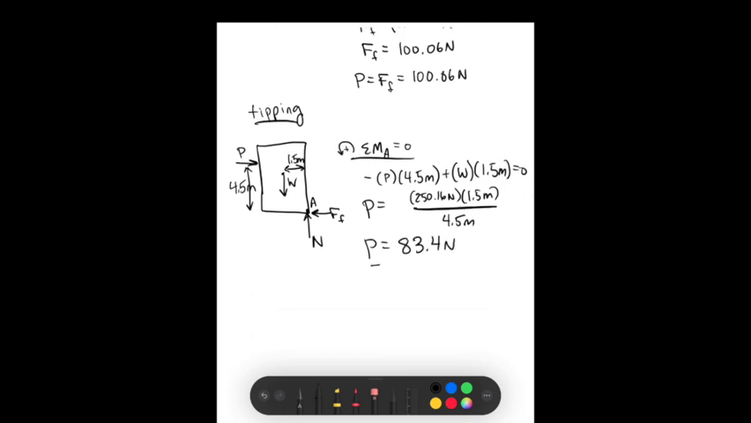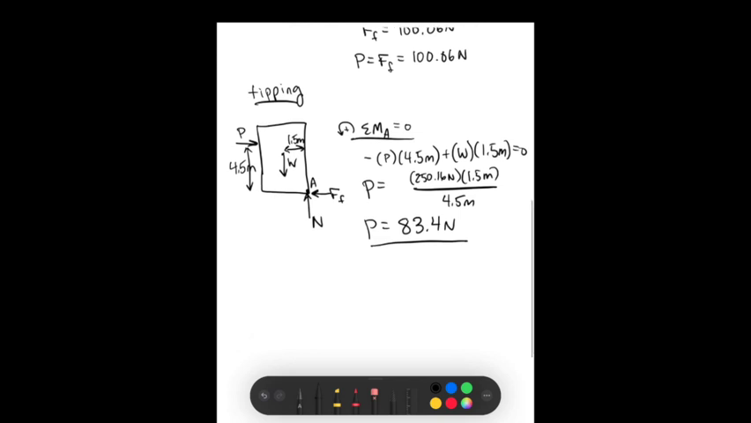So what we find is that for the tipping scenario, the pushing force is actually less than the slipping scenario. So we choose the lower one because that means that it will occur first. As we increase the pushing force P, we get to the point where it would actually tip over before it gets to the point that it would slip. So our final answer is that the pushing force, when the crate begins to move, would be 83.4 newtons. And the first movement it would take would be to tip over.